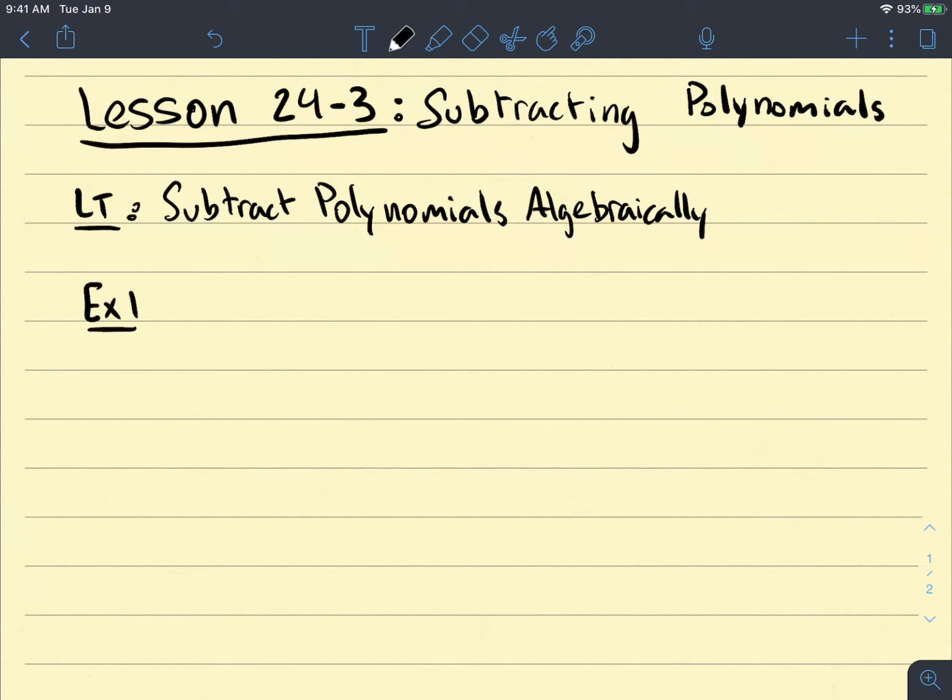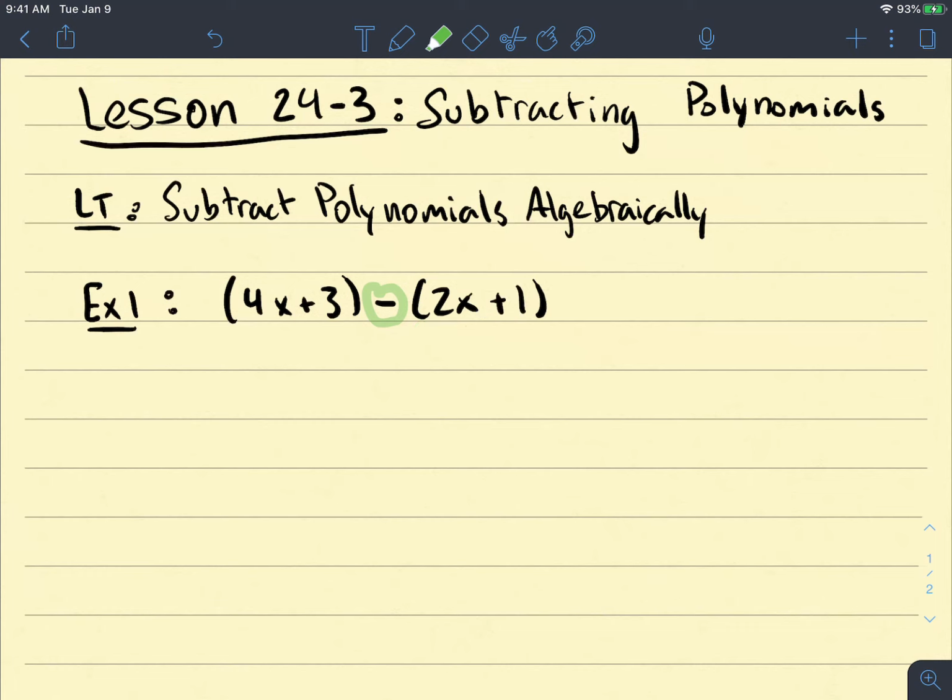All right, we're going to have example one, and that's going to be subtract quantity 4x plus 3 minus quantity 2x plus 1. Now, there's multiple ways to do this, but honestly, all we're doing is subtracting whatever is after this subtraction sign. We're going to subtract everything inside here.